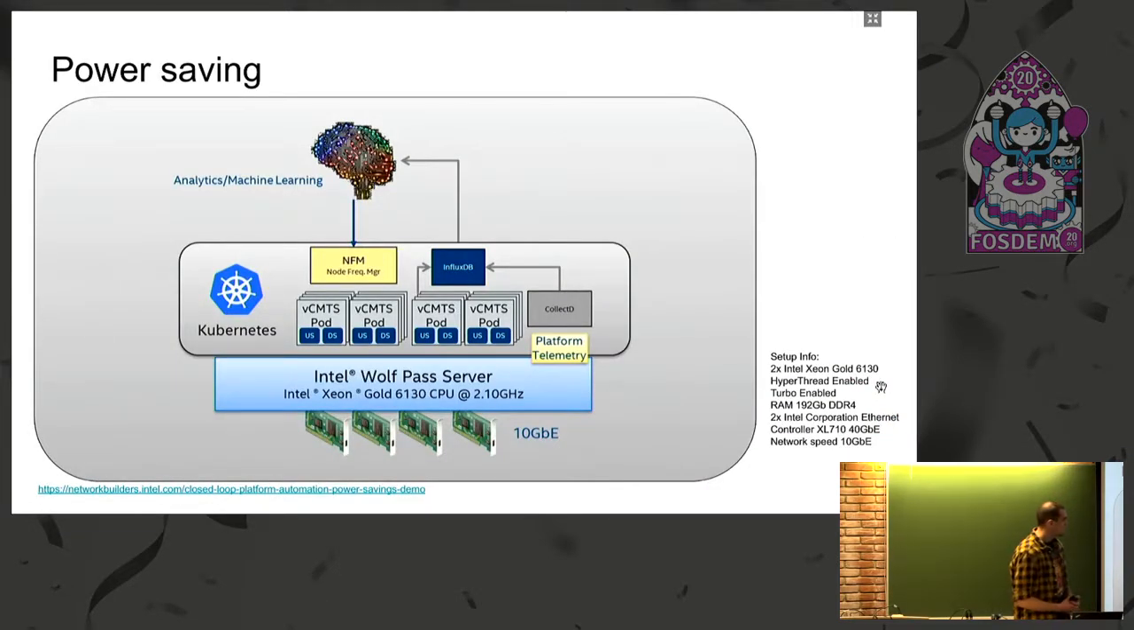Then I can just quickly tell briefly about the power management demo. On all of the slides at the bottom, there is a link to where you can find more detailed information about those demos. So here we have a Kubernetes cluster that was running the vCMTS pods that were using poll mode drivers, so they were eating 100% CPU all of the time. The platform telemetry has been pushed to InfluxDB, and then it was being monitored by an analytics engine that was previously trained to find the correlation between platform telemetry, CPU core frequencies for performance, and packet drop rates.